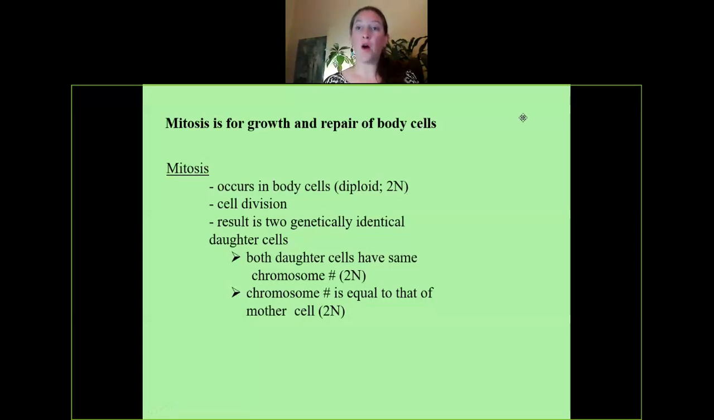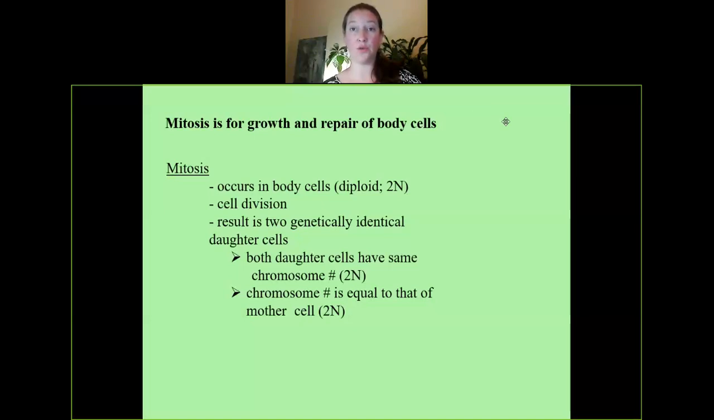So all living things undergo mitosis in their cells. Mitosis is a process that allows cells to grow in numbers and also to repair damaged body cells. Mitosis occurs in body cells, which are diploid, and we'll talk about what that means in a second, or 2N.